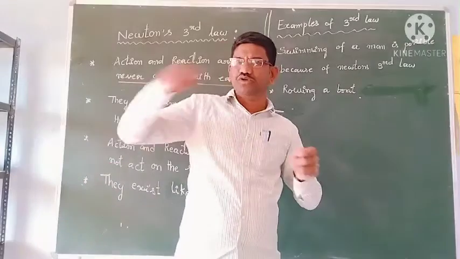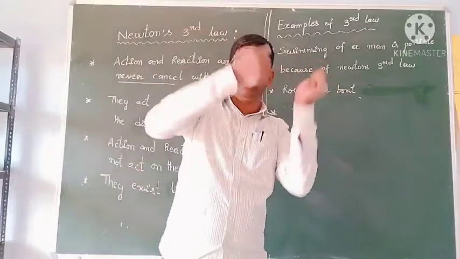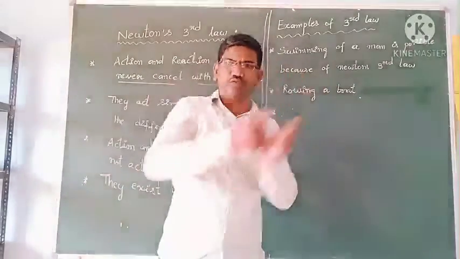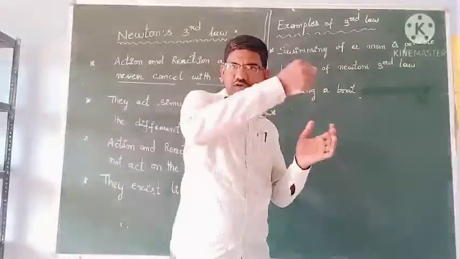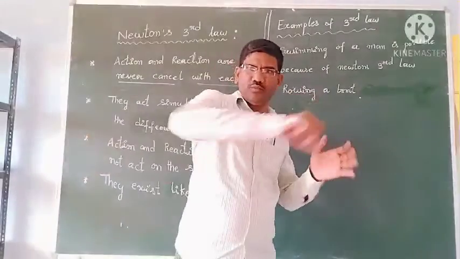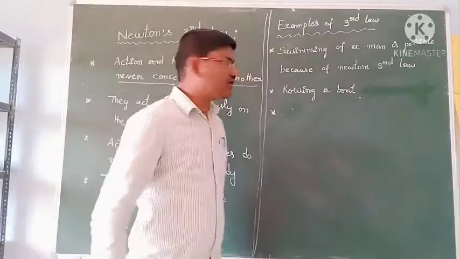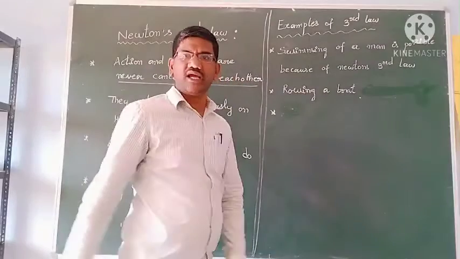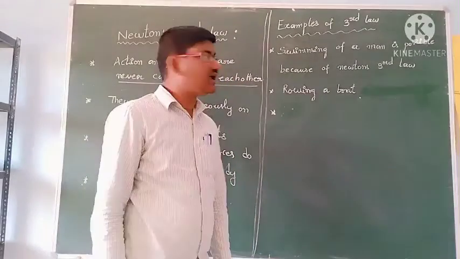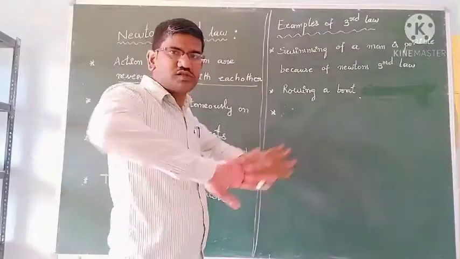So we push the water backward with the rowing stick. We are rowing like this continuously, which means we are pushing the water back, and the water pushes the boat forward. So rowing a boat is an example of Newton's third law. And swimming of a man also.